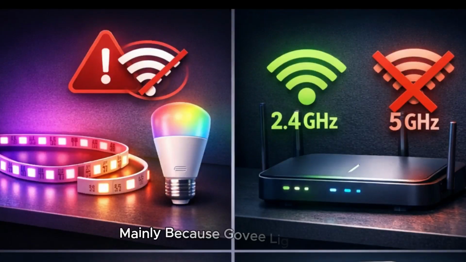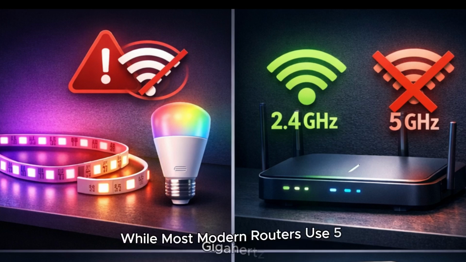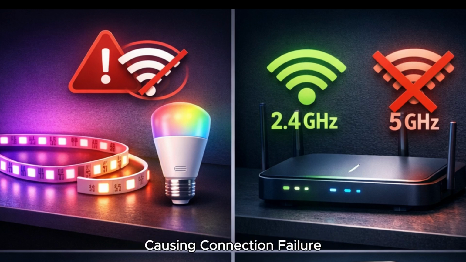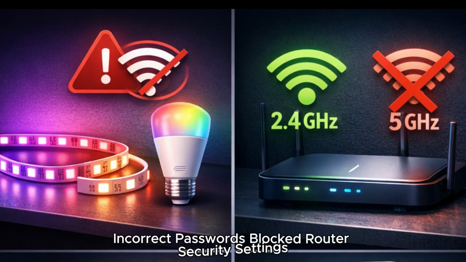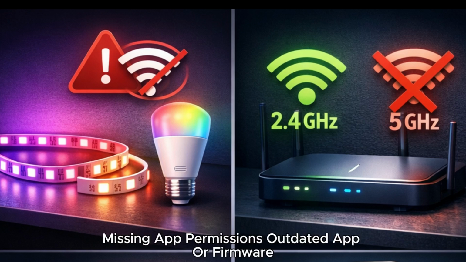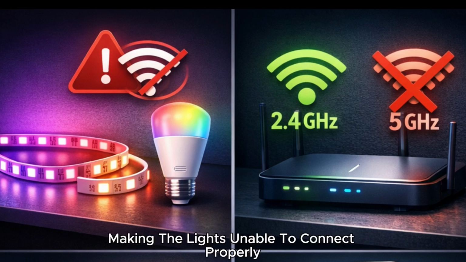This problem happens mainly because Govee lights only support 2.4 GHz Wi-Fi, while most modern routers use 5 GHz or auto switch between bands, causing connection failure. It can also occur due to weak Wi-Fi signals, incorrect passwords, blocked router security settings, missing app permissions, outdated app or firmware, or leftover data from a previous failed setup, making the lights unable to connect properly.